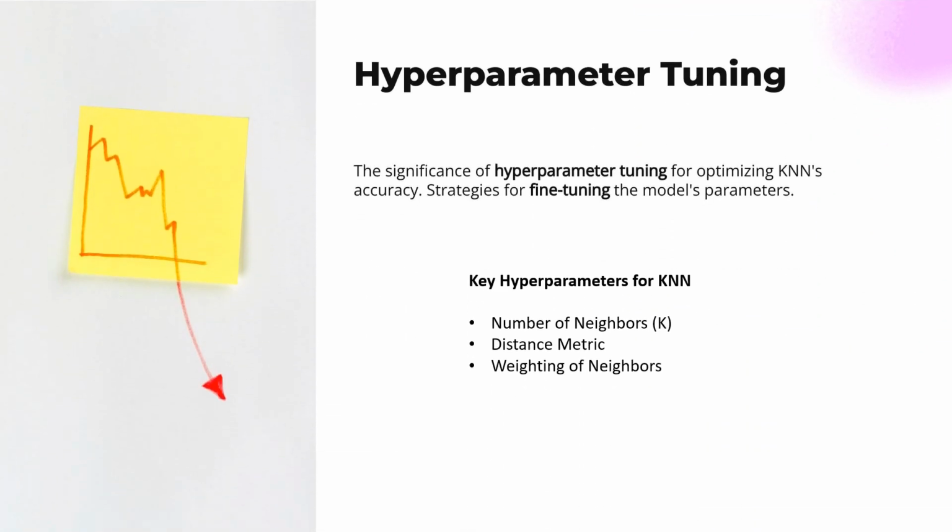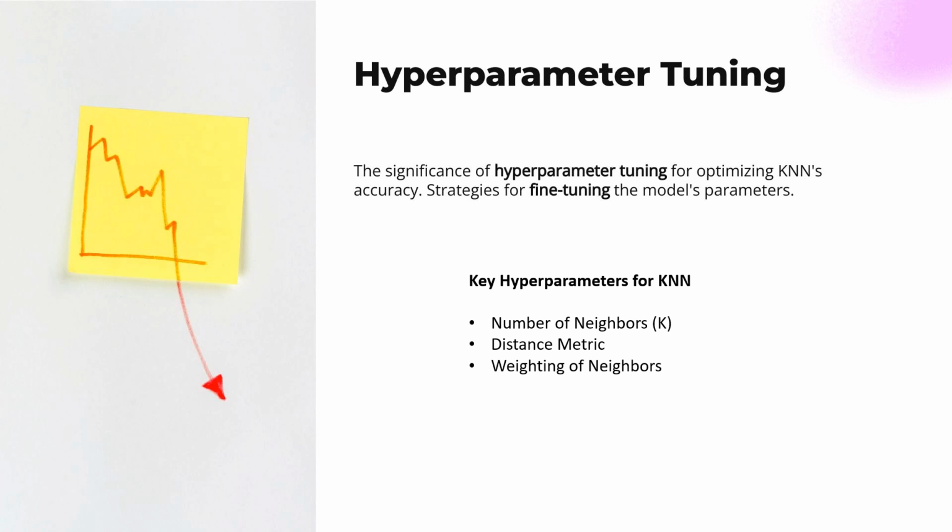Hyperparameter tuning is the process of optimizing the parameters that are not learned during training, but are essential for the performance of a machine learning model. In the context of k-nearest neighbors (KNN), hyperparameter tuning involves selecting the optimal values for parameters like the number of neighbors k, the distance metric, and others that affect the model's behavior. Here's a guide on hyperparameter tuning for KNN and general practices to achieve optimal model performance.